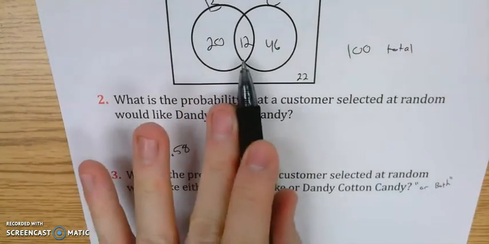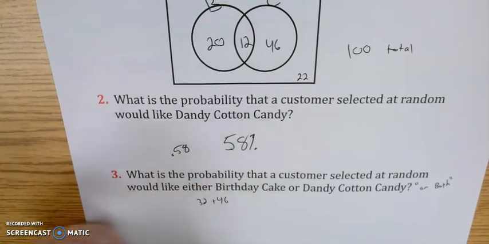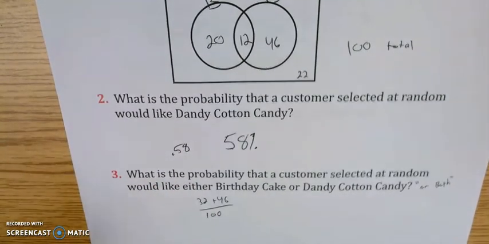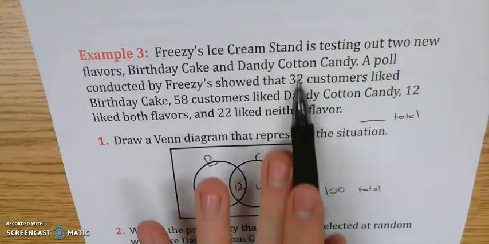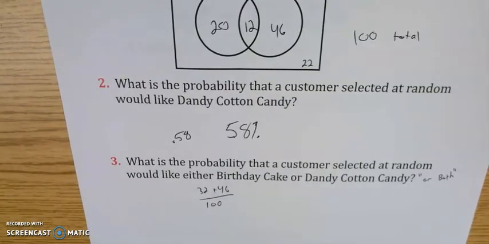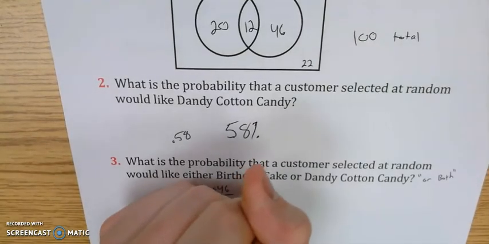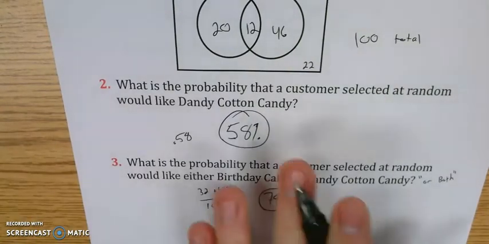So we'd have 20 plus 12 plus 46. That's 32 plus 46 out of the total 100. I want to make sure that I'm not going up here and just adding these 32 and that 58, because then I would double count the overlap people. So 32 and 46, when we add those, we get 78 over 100. So that'd be 78%. Not sure why I circled that one and not this one. Whatever, don't want to play favorites.